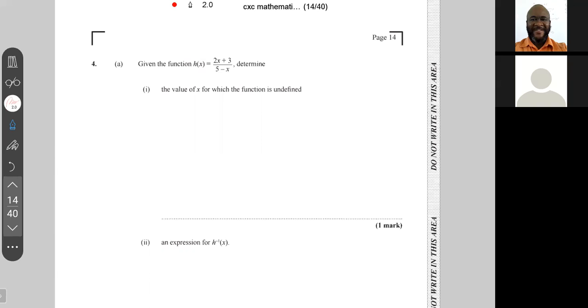Now, this is what I would have told students. Whenever you're asked to determine the value of x for which a function is undefined, which is the same as saying the value of x which cannot be in the domain of h of x, both questions are asking the same thing. You must put the denominator of the fraction equal to 0 and solve the equation. So the denominator is what? 5 minus x is equal to 0. 5 is equal to x. Turn it around. X is equal to 5.